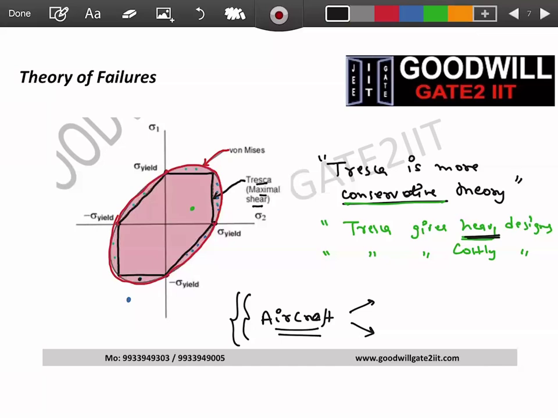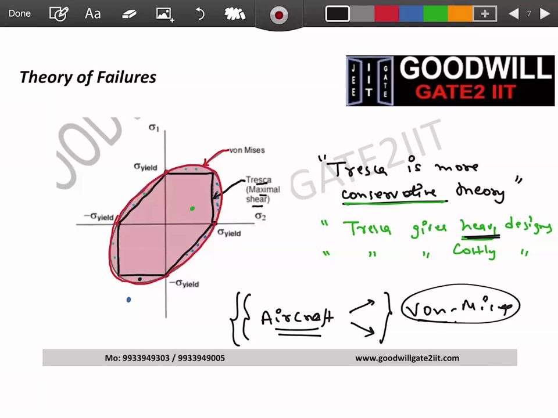an aircraft. Second, aircraft always go under maintenance also, right? Every time it lands, there is maintenance, there are regular checks. So you are always safe. And anyhow, we are using a factor of safety for von Mises also, right? So guys, please keep this in mind. Typically in aircraft, von Mises is always used as an application.